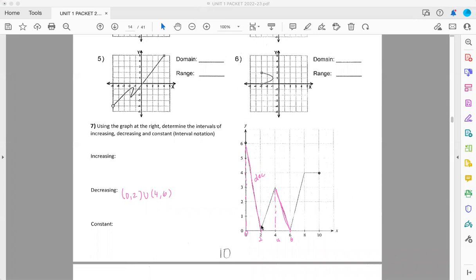Increasing is when it's going up between this point and this point, and then from here to here. So I'm going to say from 2 to 4, increasing on 2, 4, union, and what else? From 6 to 8. And the last part is, where is it constant? Let me choose a third color, maybe green. It's constant here. So it's constant from this point to this point, from 8 to 10, or on 8, 10. This is where it's constant.